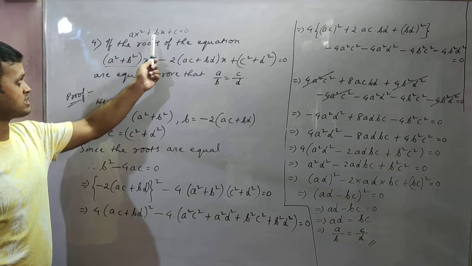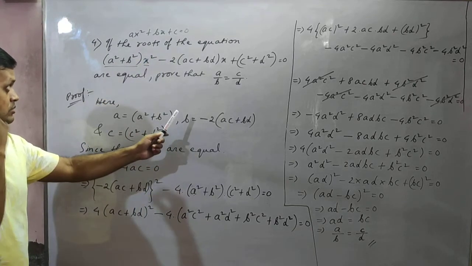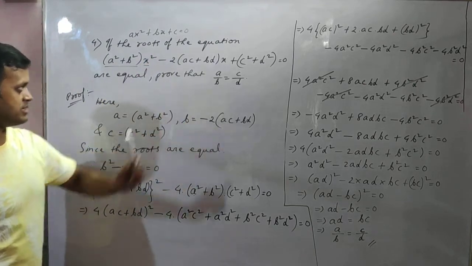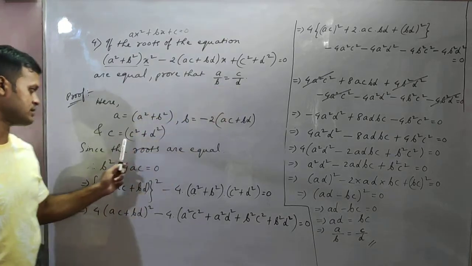What is the coefficient of x? B. So what is the value of b? B is equal to minus 2 into ac plus bd. And what is c? C is the last term, c square plus d square.